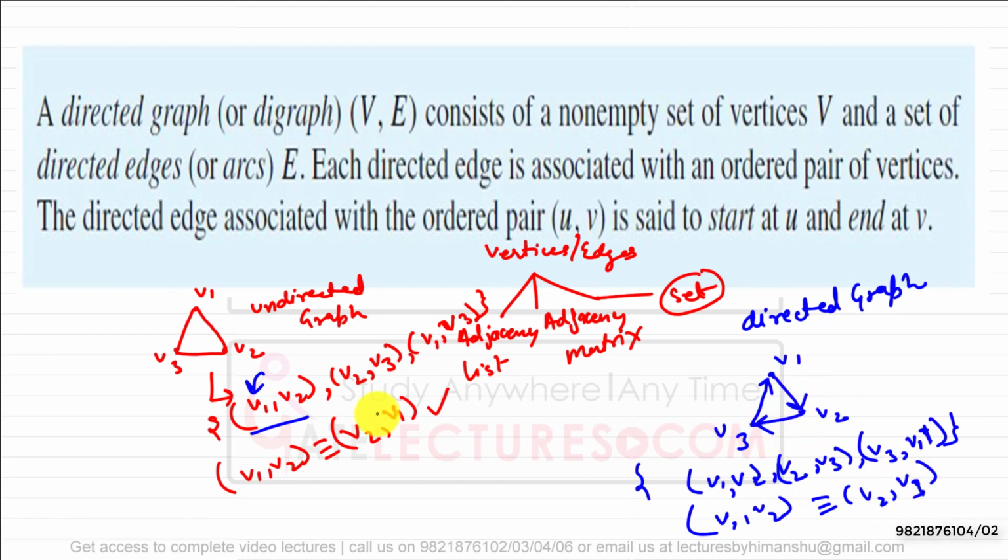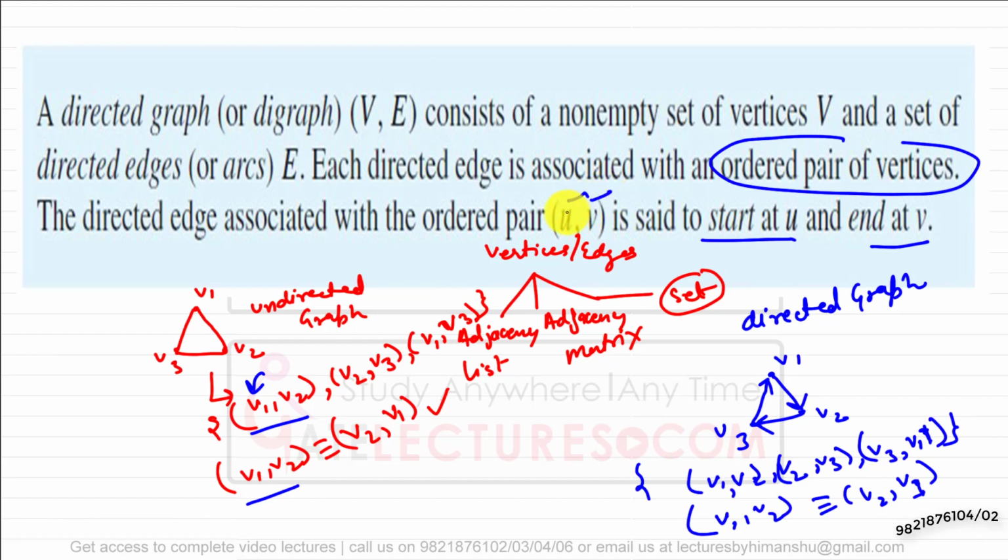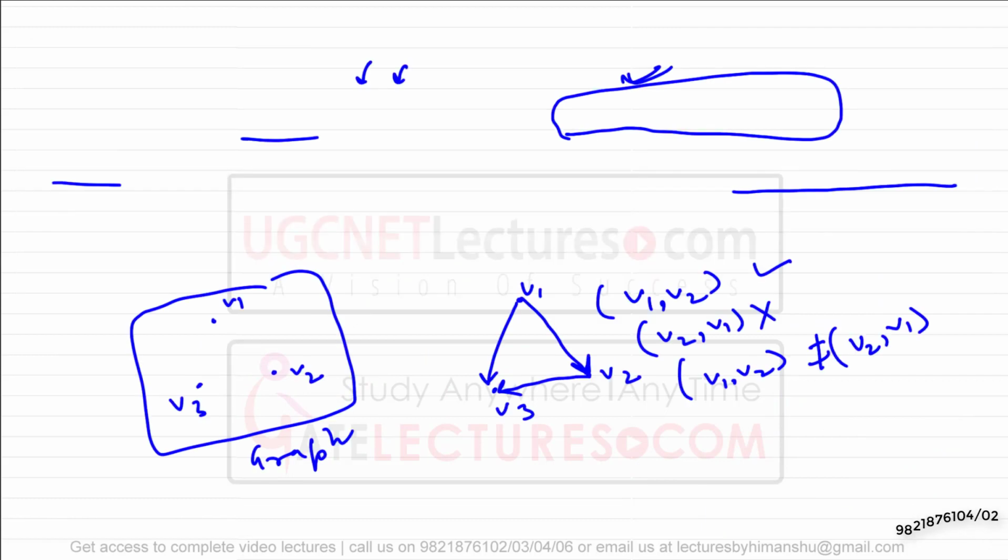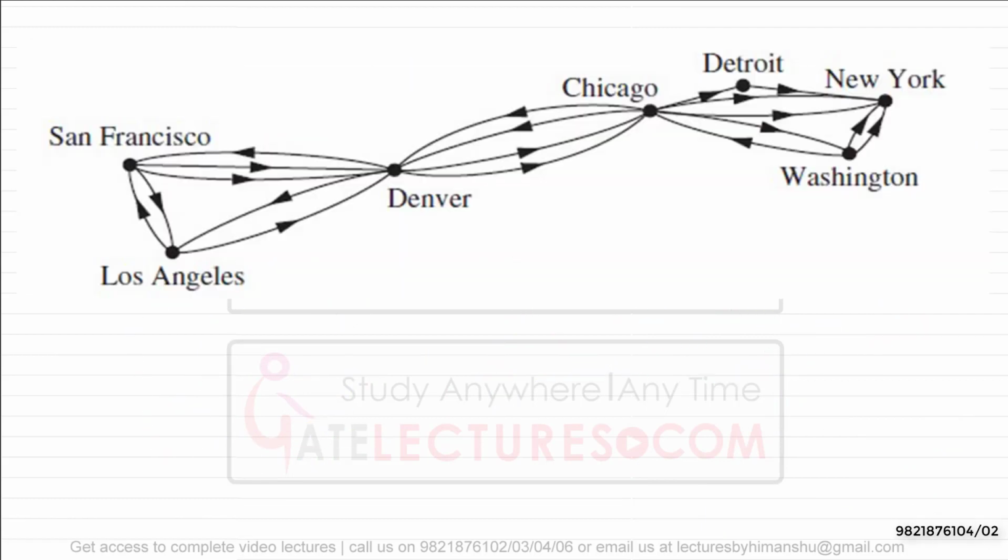So in the case of an undirected graph we use unordered pairs of vertices to represent an edge, but in the case of a directed graph we always use ordered pairs of vertices to represent an edge. Each directed edge is associated with an ordered pair of vertices and is said to start from u and end at v. For example, if I say u comma v, that means the edge is from u to v. Here you can see all the edges represented in this graph are directed edges.